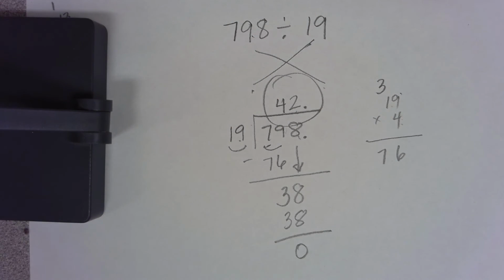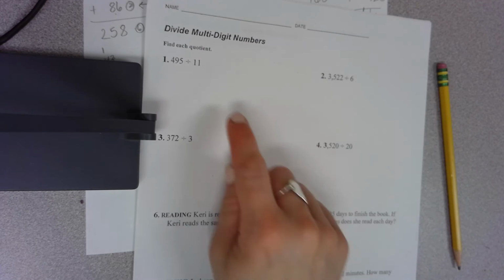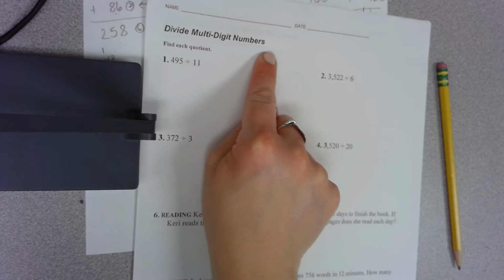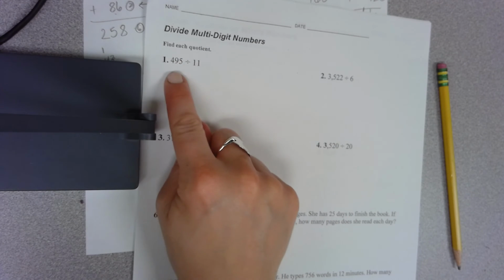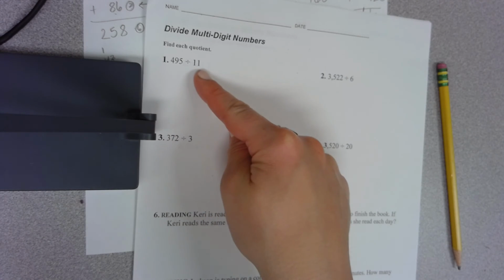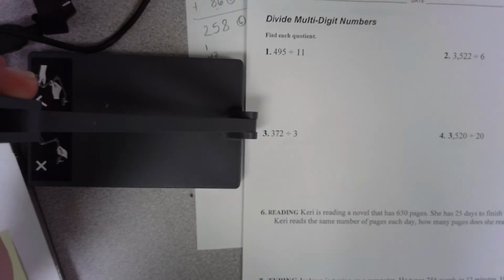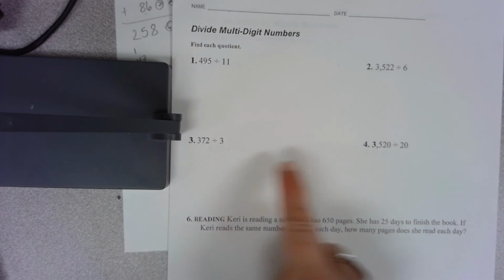Now, you were given a packet that looks like this. The first page in there says divide multi-digit numbers. This page is going to be your homework. So it says find each quotient, and you'll notice that the first problem says 495 divided by 11. Make sure that you're grabbing that sheet that looks like this, but it's the first page in the packet that you were just given. So you're going to do these 4 problems up here, and then you also have 2 word problems at the bottom.